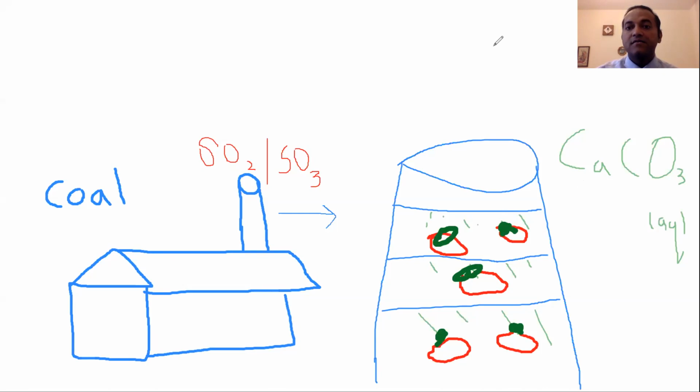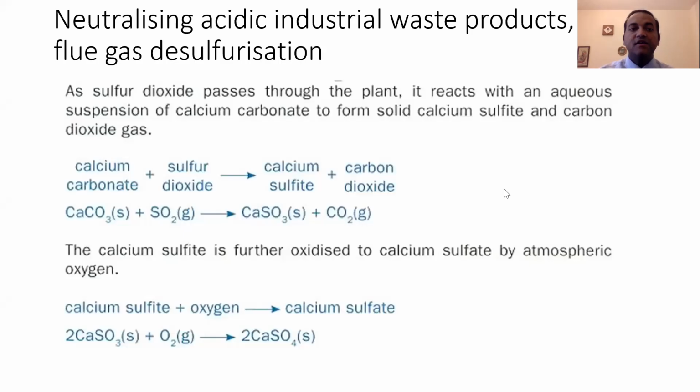Now we go back to our PowerPoint to see how it works. So you can see as sulfur dioxide passes through the plant, it reacts with an aqueous suspension of calcium carbonate to form calcium sulfide and carbon dioxide gas. So guys, you do not need to worry about memorizing this equation. I just give it to you because it will be helpful for you to understand how it reacts. So you can see calcium carbonate reacts with this gas to form calcium sulfate and carbon dioxide. So this calcium sulfate is solidified and usually white in color, and it will fall at the bottom of this chimney. And carbon dioxide gas, of course, is released out into the air.